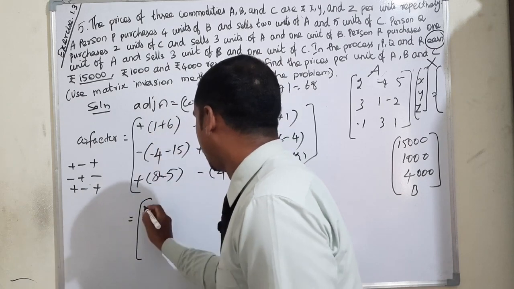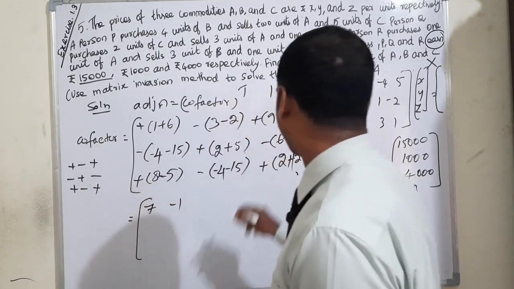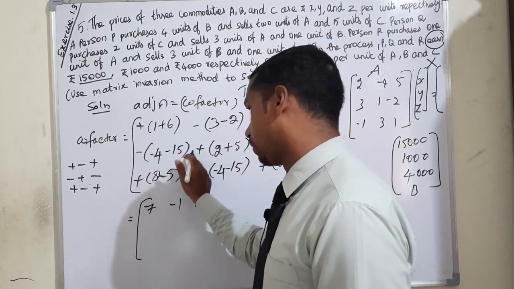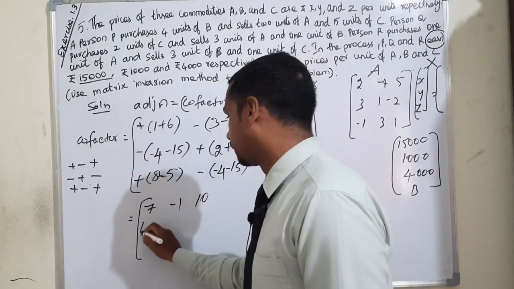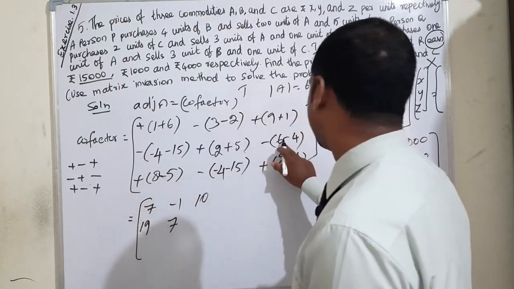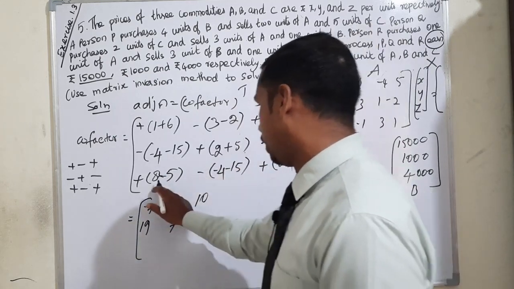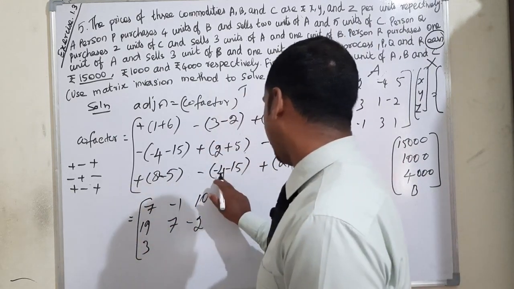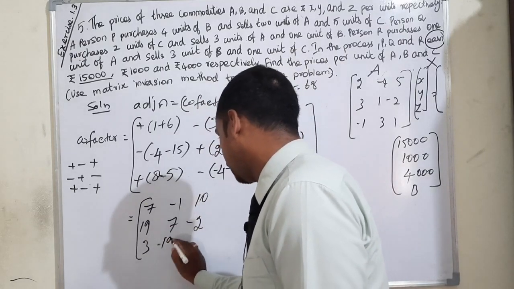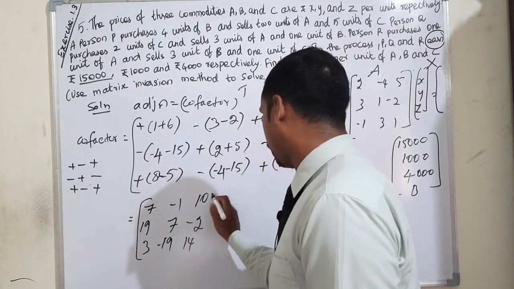This is 6 plus 1, 7. 3 minus 2, 1. Outside common minus is minus 1. 9 plus 1, 10. Positive 10. Minus 4, minus 15, so minus 19. Outside common minus is therefore positive 19. 2 plus 5, 7. 6 minus 4, 2. Outside common minus is there, so minus 2. 8 minus 5, 3. Minus 4, minus 15, so minus 19. Outside common minus, that's why this is positive 19. Here 2 plus 12, so positive 14 will come.